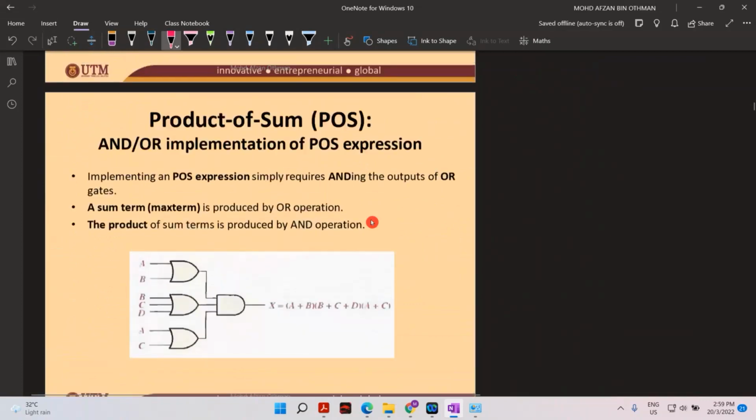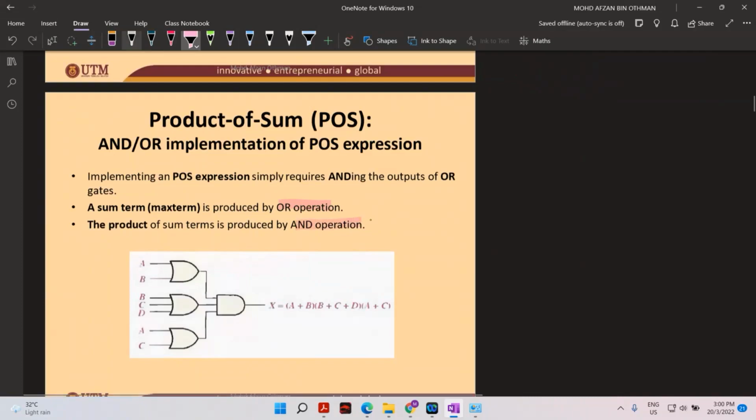Implementing a POS expression simply requires ANDing the outputs of all OR gates. So we make all the OR gates first, we get the sum terms, and then we combine them using AND gates. A sum term, or a max term, is produced by an OR operation. A sum term is produced by an OR operation, whereas a product term is produced by an AND operation. So the product of sum is produced by an AND operation.